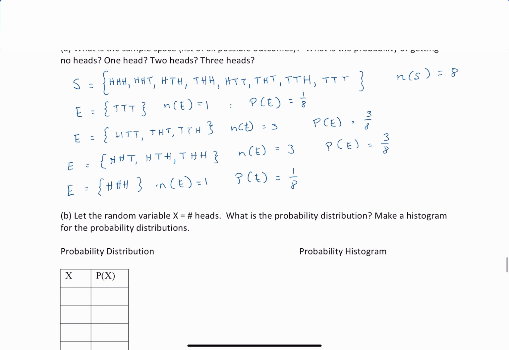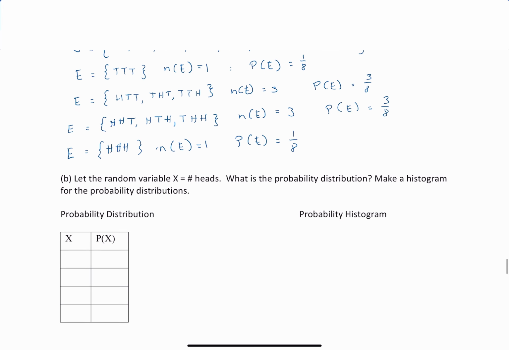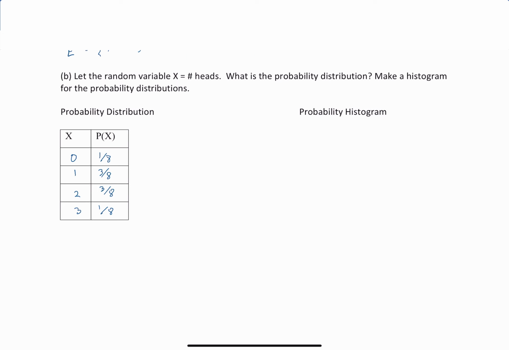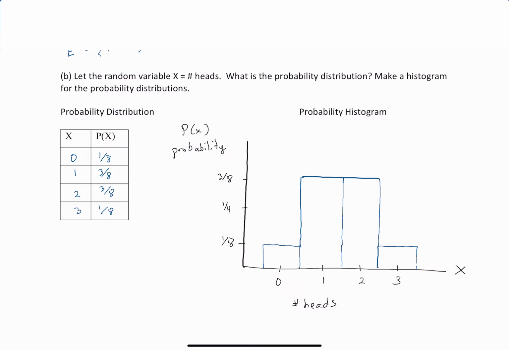So again, what's going on here is, in part A, we were thinking more of descriptions and descriptive outcomes. Now we're letting a random variable do some counting for us. And what this particular random variable is counting is number of heads. The possibilities are 0 heads, 1 head, 2 heads, or 3 heads. And we've computed those probabilities as 1/8, 3/8, 3/8, and 1/8. And bravo if you added those up to double check that they add up to 1, which they do because they add up to 8/8. Then our probability histogram will look like this.